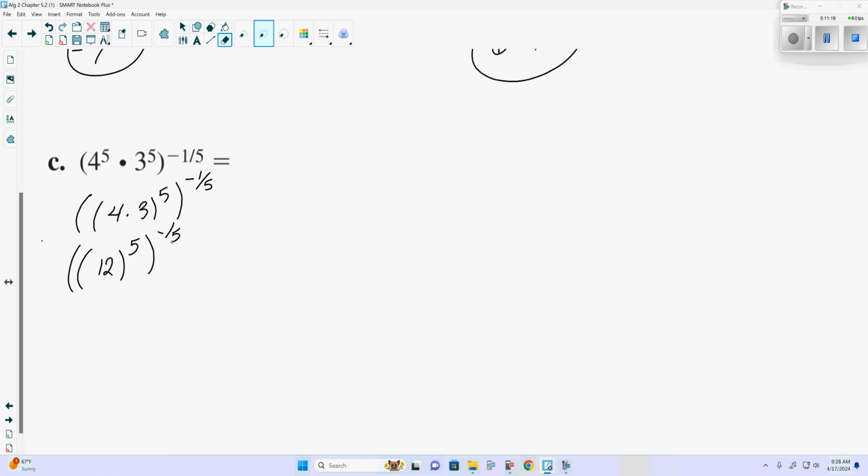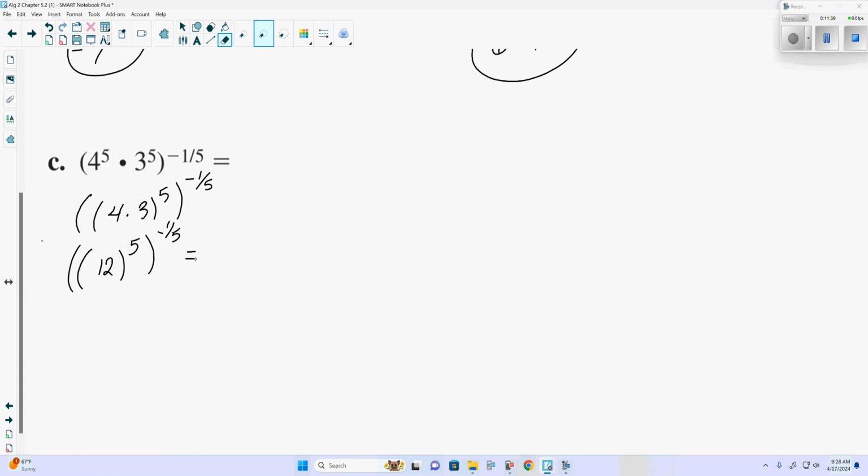Because they both have the same exponent. That's the only reason we did that. Since they're both to the exponent of 5, we can pull it out. 4 times 3 is 12. Might need that one. Questions on how we got to this here?